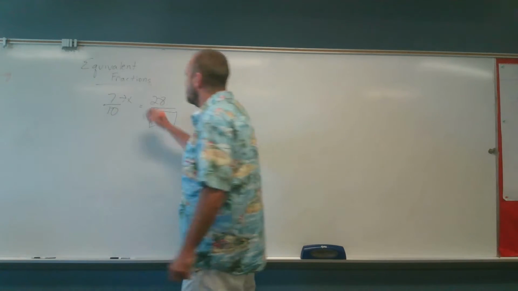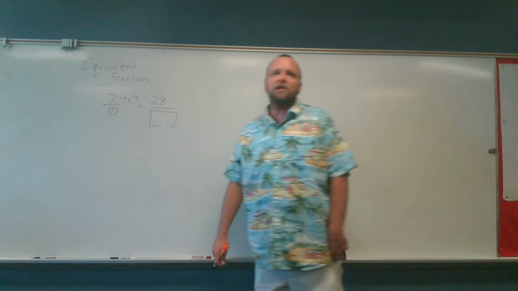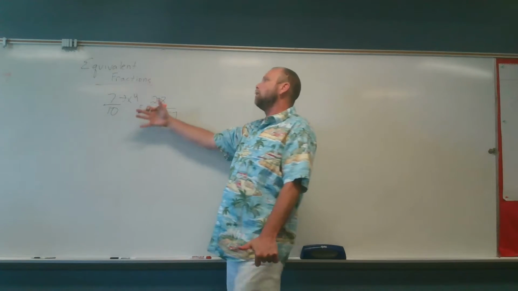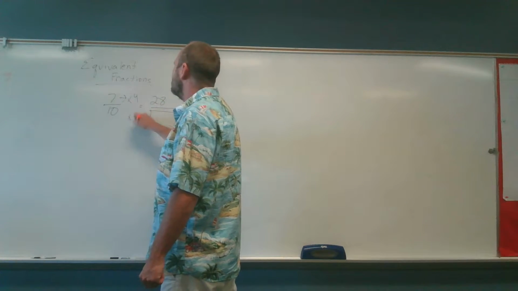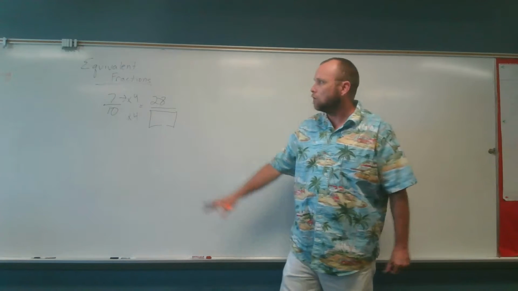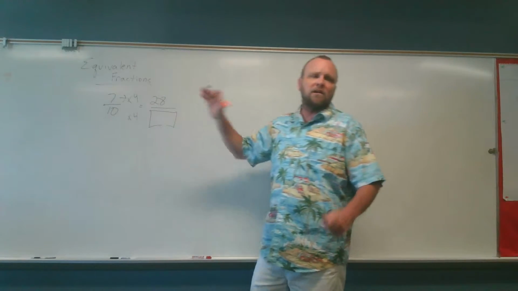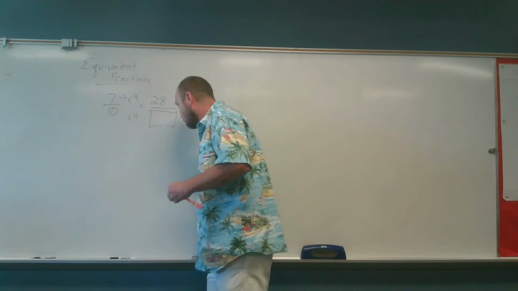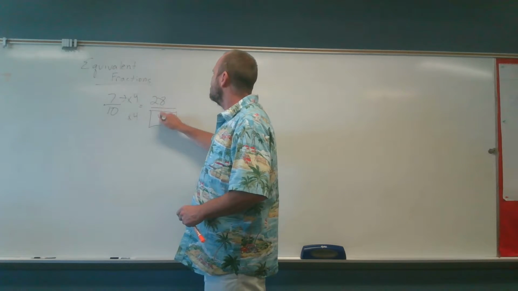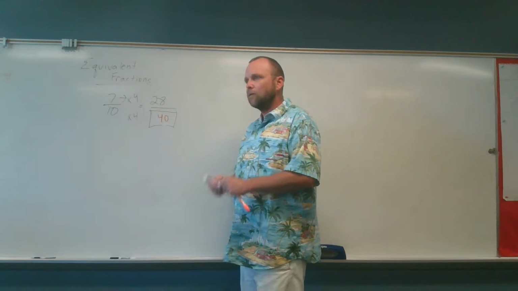4. And since we don't want to change the value, if we multiply the numerator by 4, we must also multiply the denominator by 4. That means 10 times 4 is 40. Yay. Thank you. You already wrote the answer. Well, then I erased it and wrote it again.